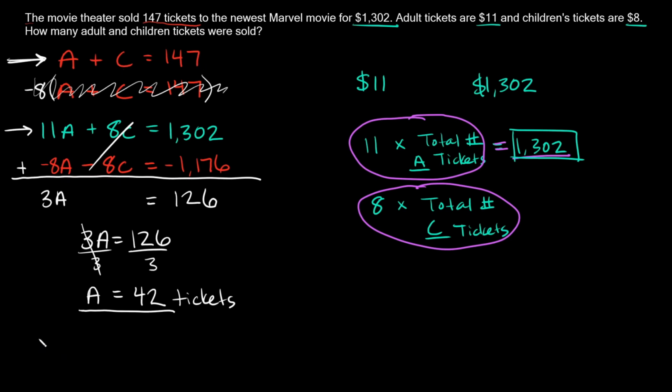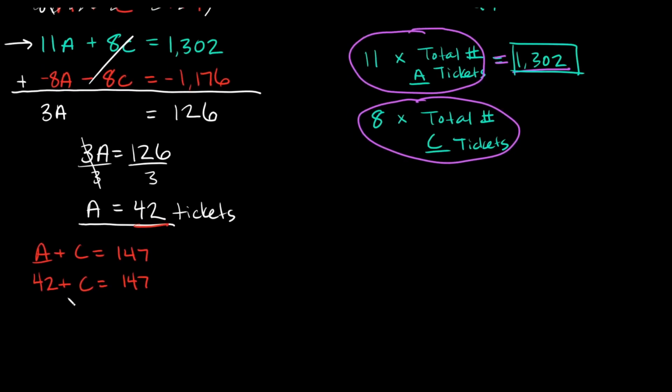So just bringing it down, A plus C is equal to 147, right? But we now know what A is equal to. It's equal to 42. So let's plug in 42 for A right here. So now we have 42 plus C is equal to 147. And let me scroll down a little bit. Okay, so then solving for C right here, we're going to get rid of the 42 by subtracting 42. And what we do to one side, we do to the other, right? So these 42's cancel out, and we're just left with C is equal to 147 minus 42, which is equal to 105. So that means there are 105 children's tickets.